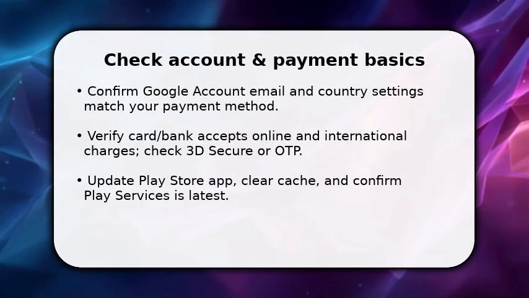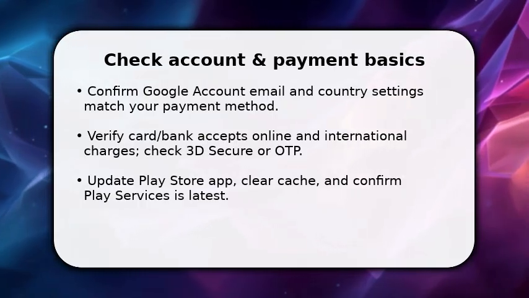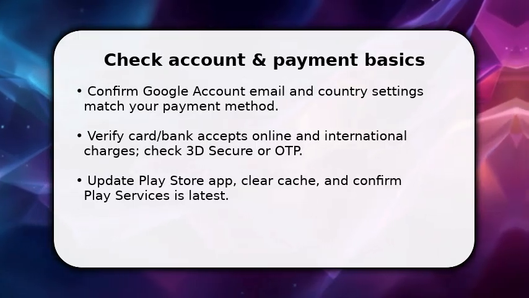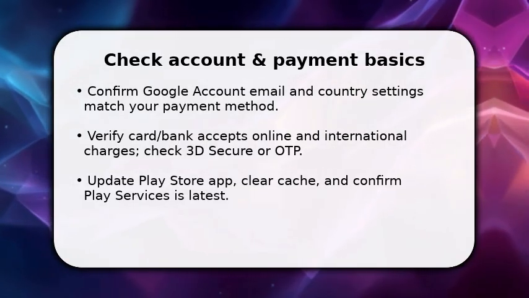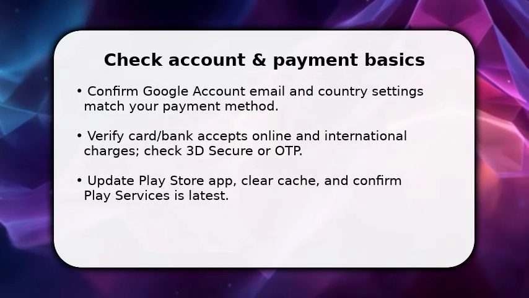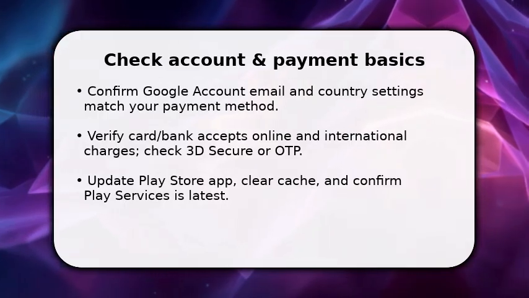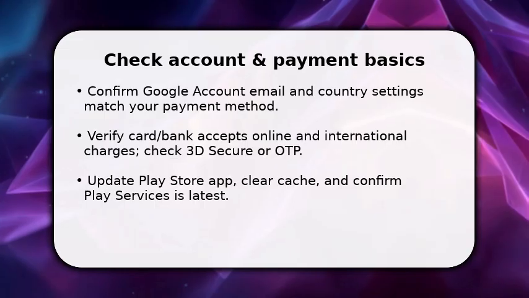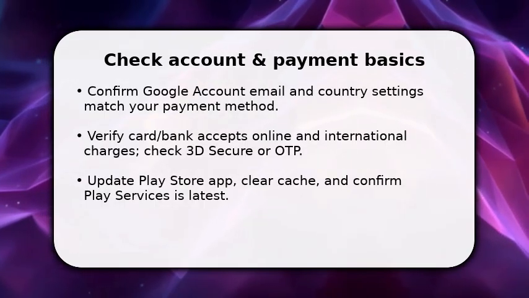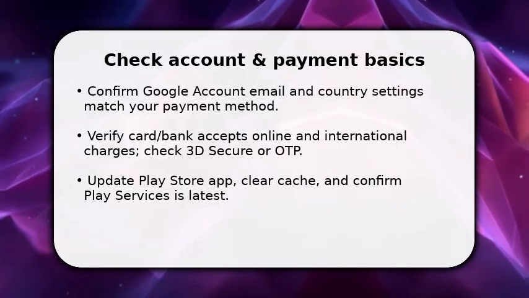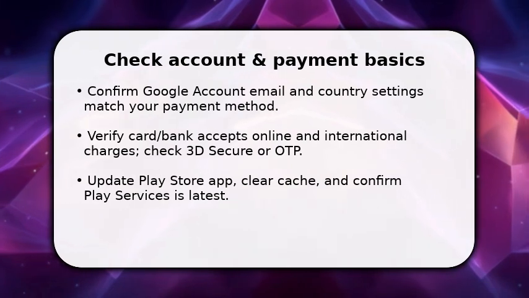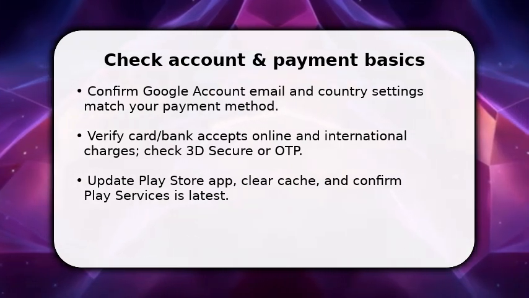You start by confirming the account and payment foundation so nothing blocks transactions. Open Play Store, verify the signed-in Google account and country. Mismatches often fail payments. Next, check the card or bank supports online and international charges and any 3D secure/OTP flows. Banks block unfamiliar attempts. Once done, update Play Store and Google Play services, then clear cache to remove stale tokens. These steps remove common environmental issues, so you can test a purchase immediately.